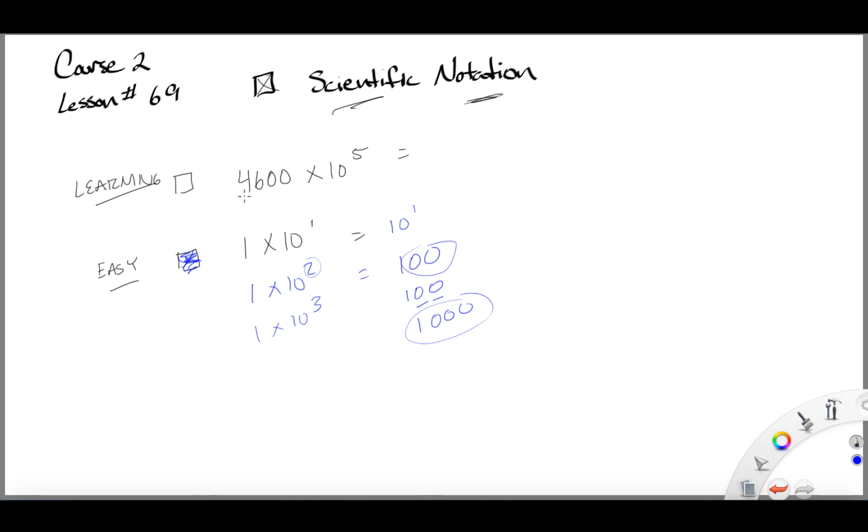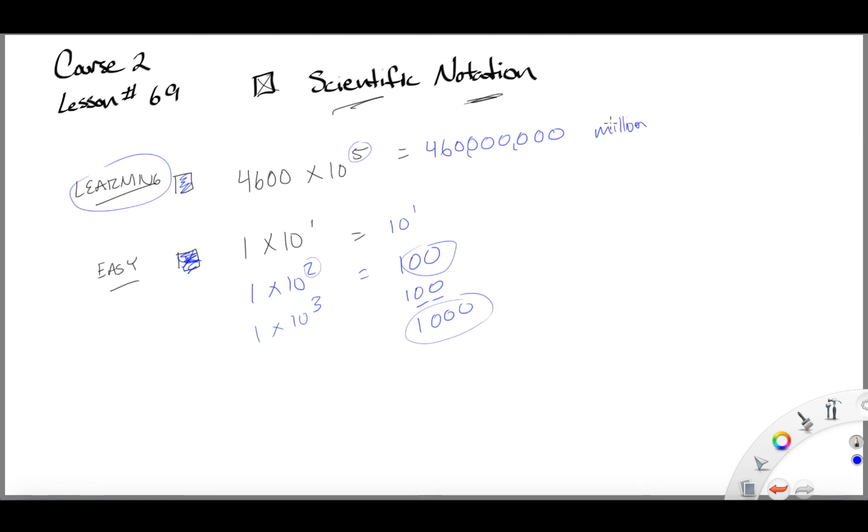So what about this one up here? And I put learning up here because that's what we're doing. So we already have 4,600. What more do we have to add? Well, this 5 says we're adding 5, 2, 3, 4, 5 more zeros. So if I put this into actual notation, that's 460 million.